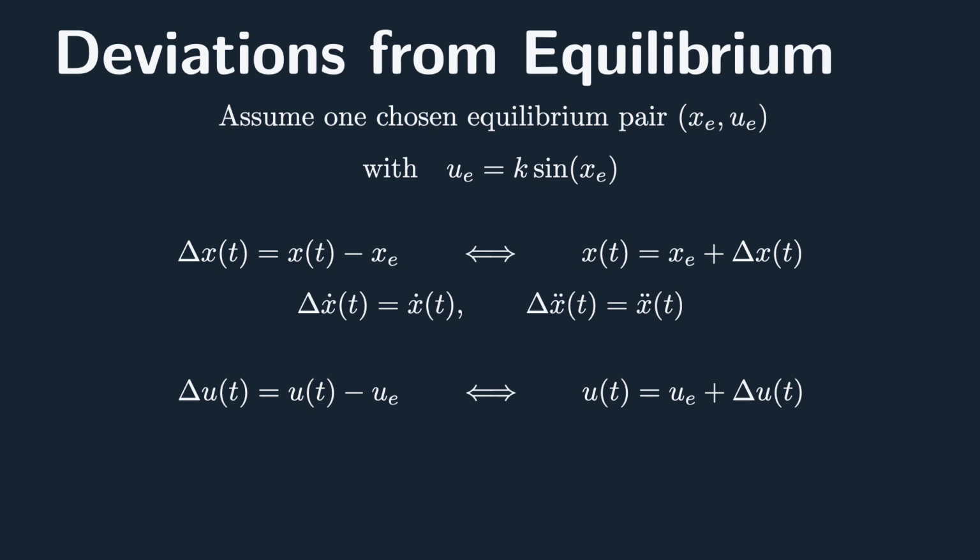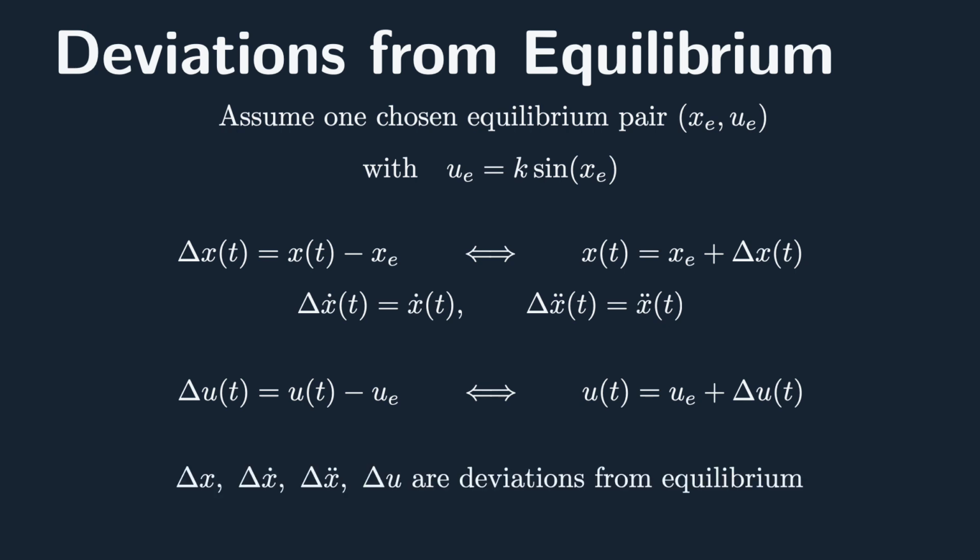As a notation note, we are using uppercase delta x here to mean a small deviation from equilibrium. Some control texts use lowercase delta x for the same idea, but the meaning in both cases is simply the change away from the equilibrium value.